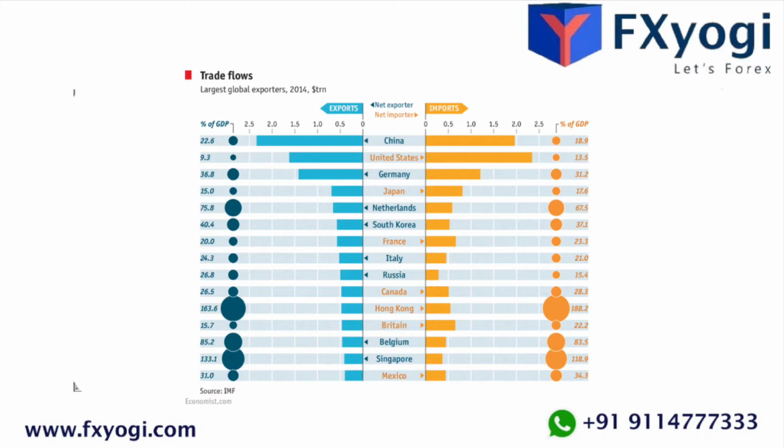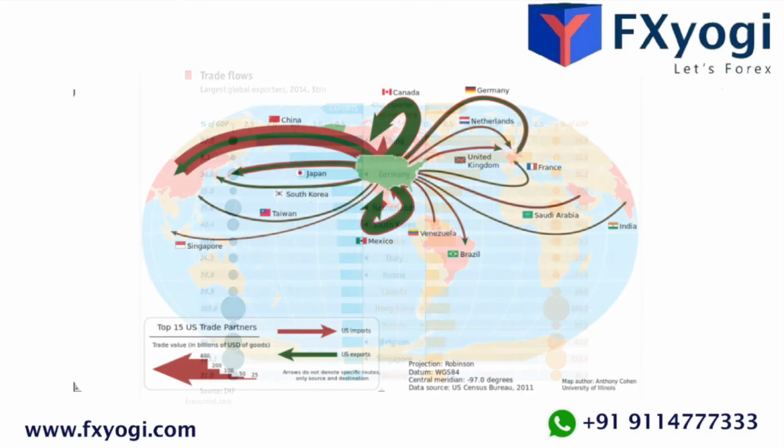We are living in a global marketplace. Countries sell their own goods to countries that want them. That's called exporting, while at the same time buying goods they want from other countries, which is called importing.